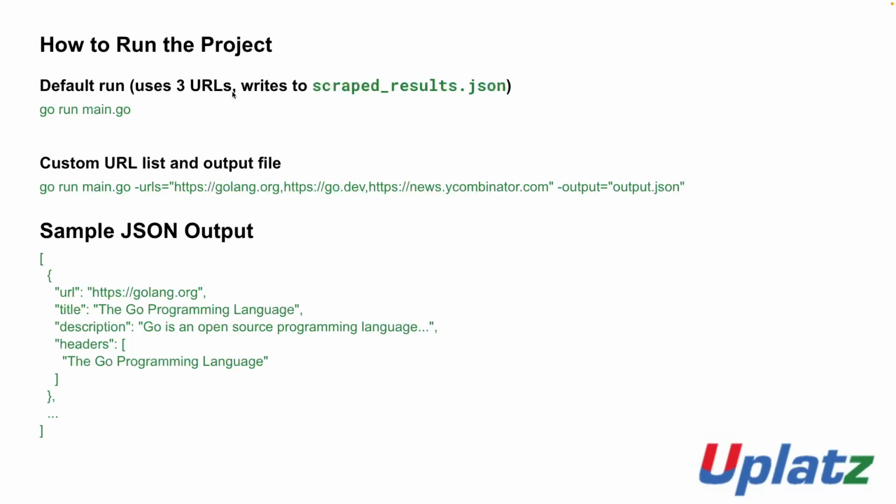The default run uses three URLs and writes to scraped results JSON with go run. This is the default value. We have seen that default value. Then we can use these three files and output, that is, we have to use hyphen urls, hyphen output equal to, so that it will be easy for us. Sample JSON output is like that.